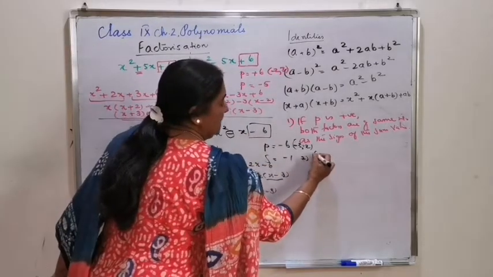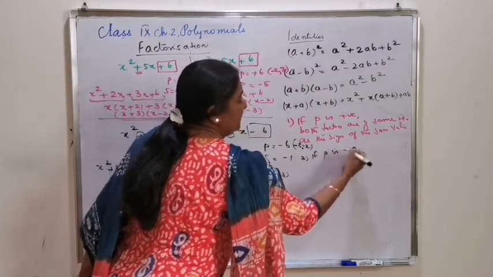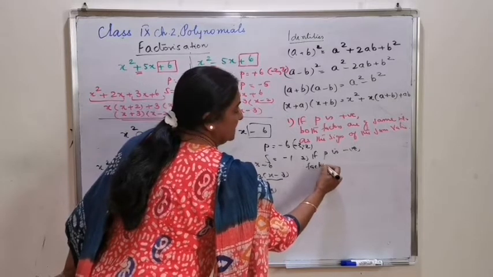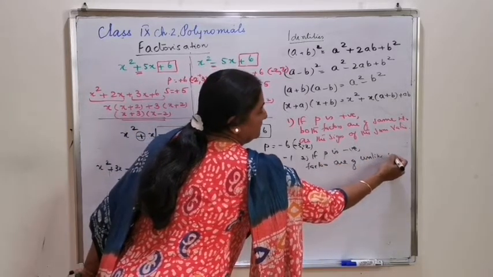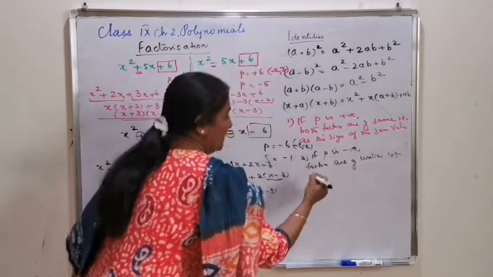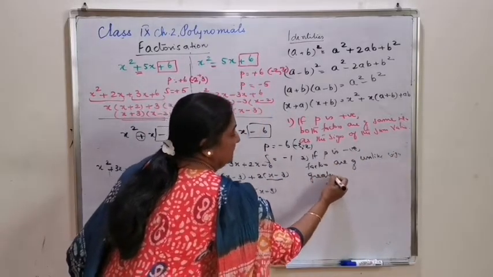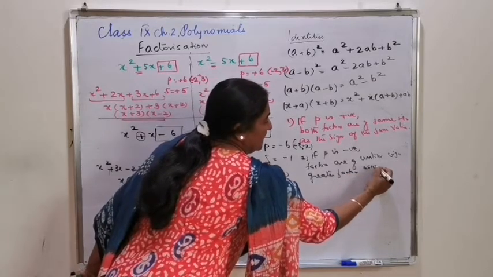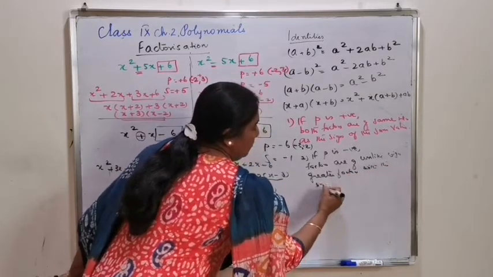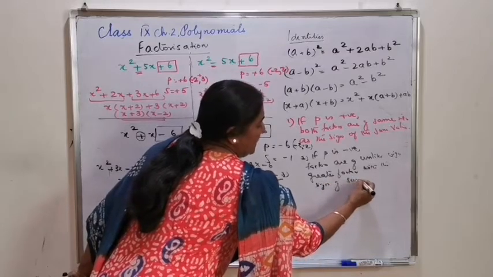Thus the rule is: if product is negative, factors are of unlike sign. The greater factor with the sign of the sum value.